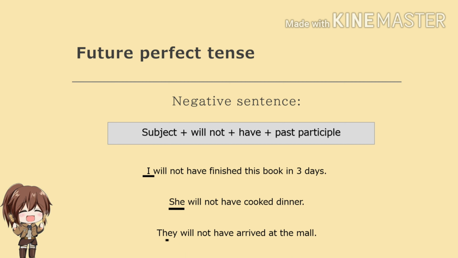I, she, and they here are the subjects, while all three of them use will not have to show it's a negative sentence. And lastly, finished, cooked, and arrived are the past participles.